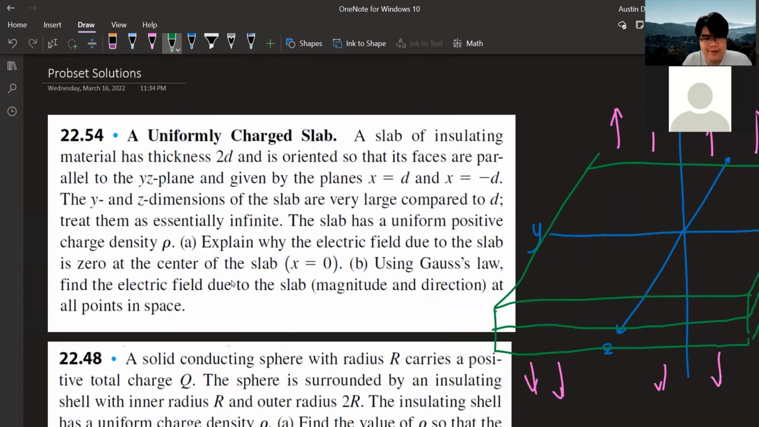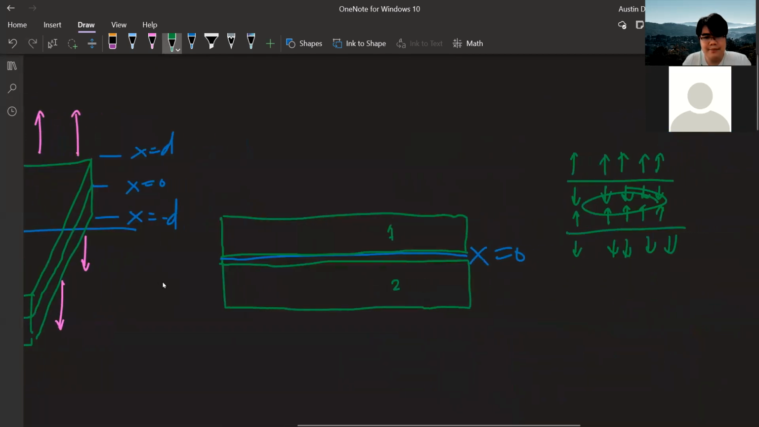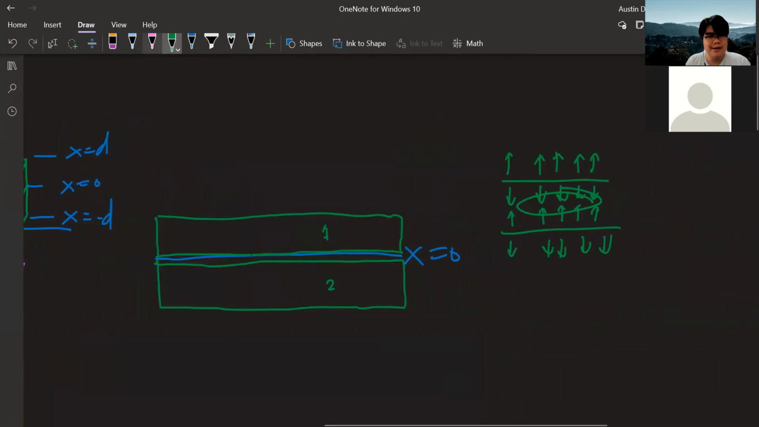And then using Gauss's law for B, find the electric field at all points due to the slab. Okay, so gawin natin siya dito. Gawa tayo ng Gaussian surface na ganito. So 3D tong Gaussian surface natin, no? Yung top, meron siyang area A. Okay, merong area A yung mga top panels, top sides.